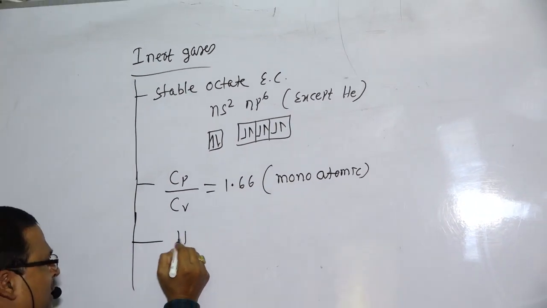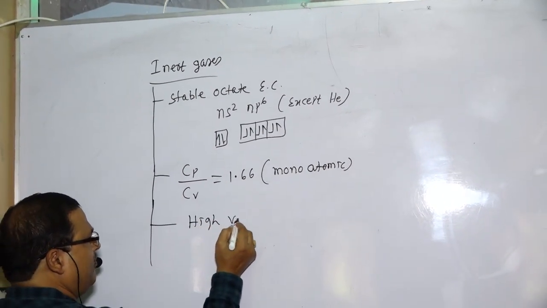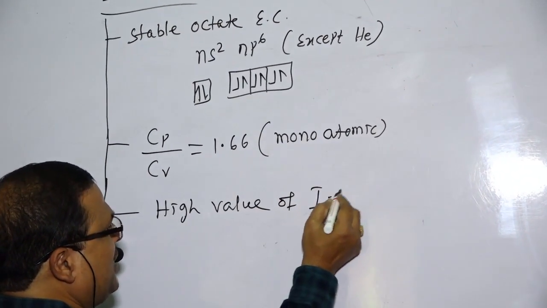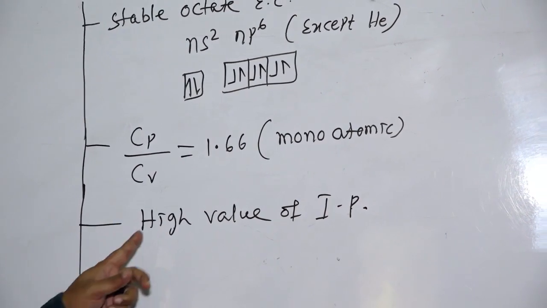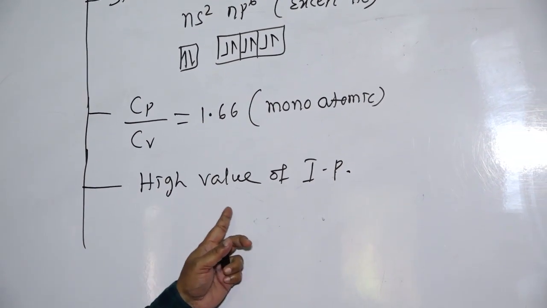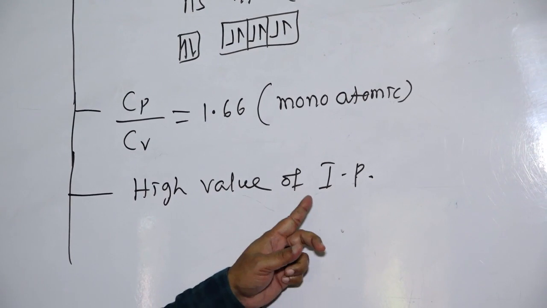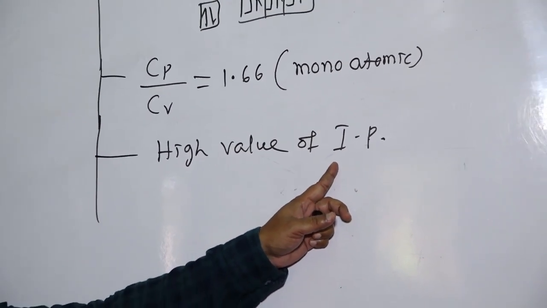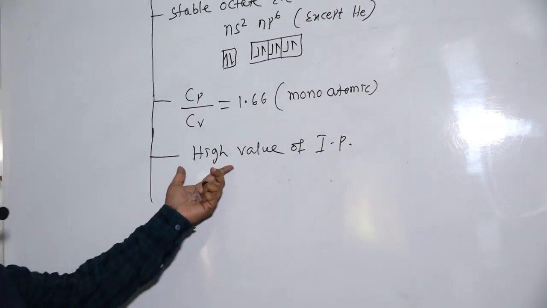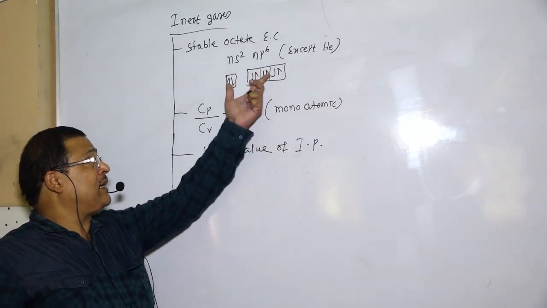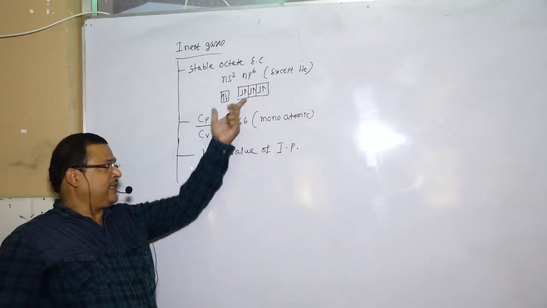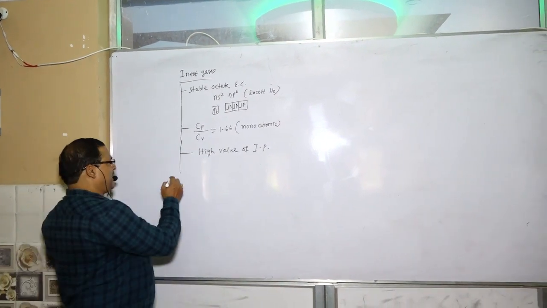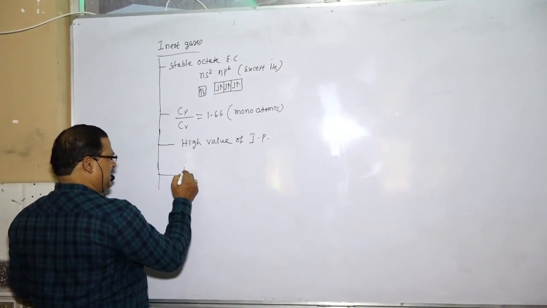They have a high value of ionization potential. So this group of elements has a high value of ionization potential, which indicates that they have no ability to lose electrons. It means cation formation is not possible. Because of the stable electronic configuration, they have no ability to lose electrons to form cations.